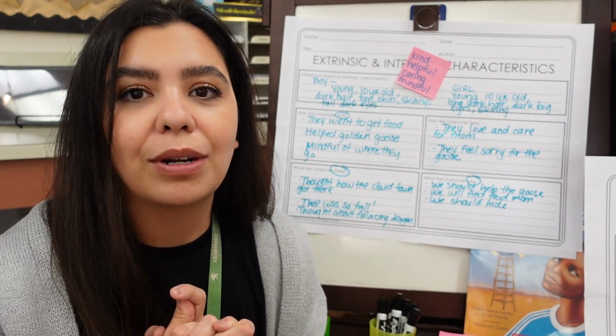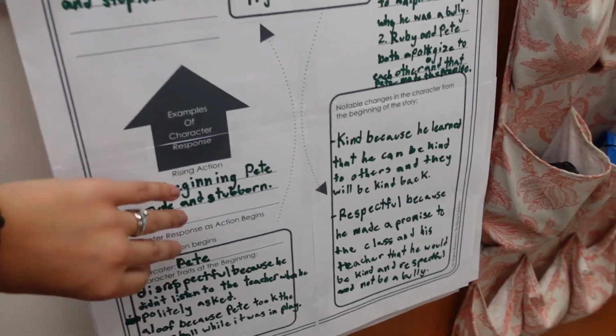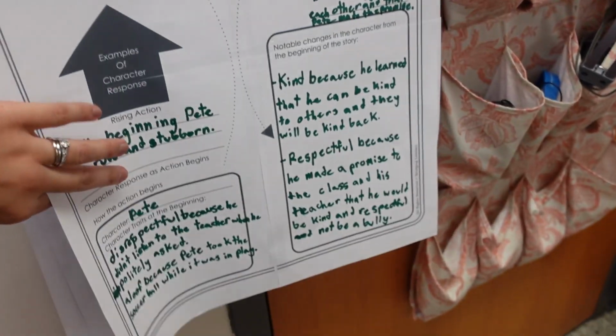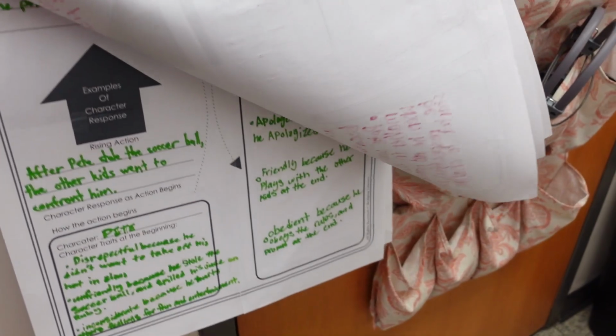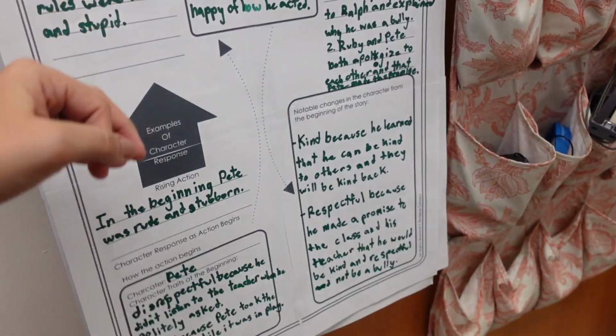And now let's look at what 6th grade did. All of my 6th grade students were able to finish up their graphic organizers within their books. And this was for the reading The Juice Box Bully.